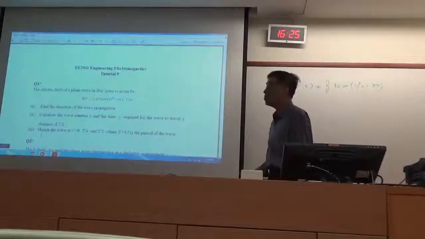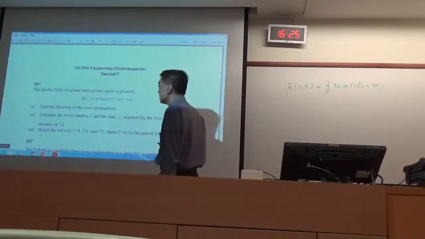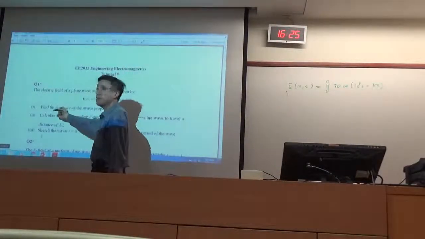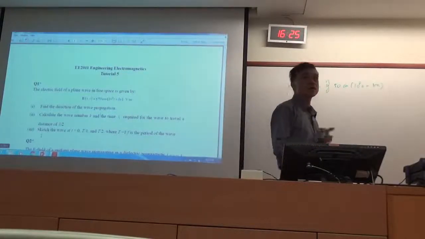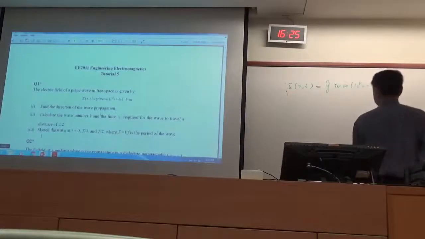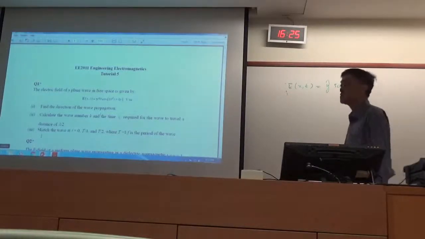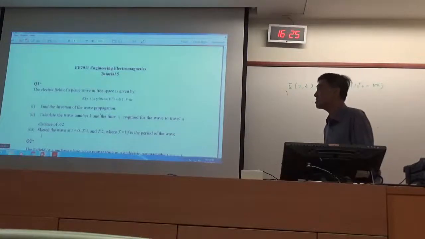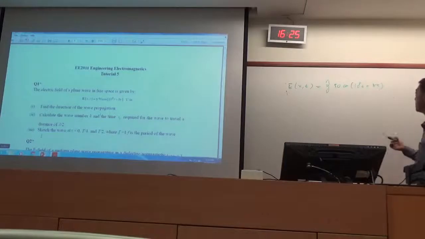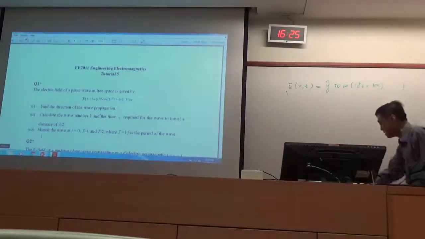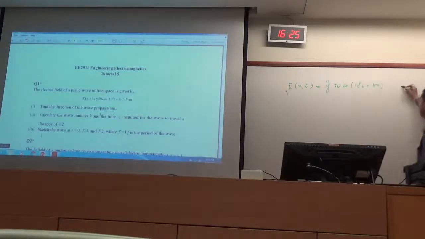Now, with this one here, directions of the wave propagations. What is the direction of the wave propagation? Can somebody tell me what is the direction the wave is propagating? The wave is propagating in the minus x direction. Alright? The wave is propagating in the minus x direction.